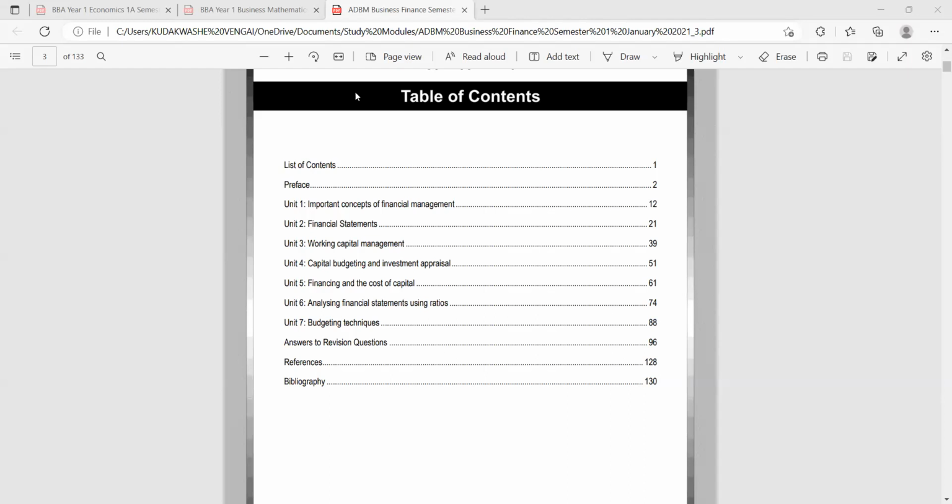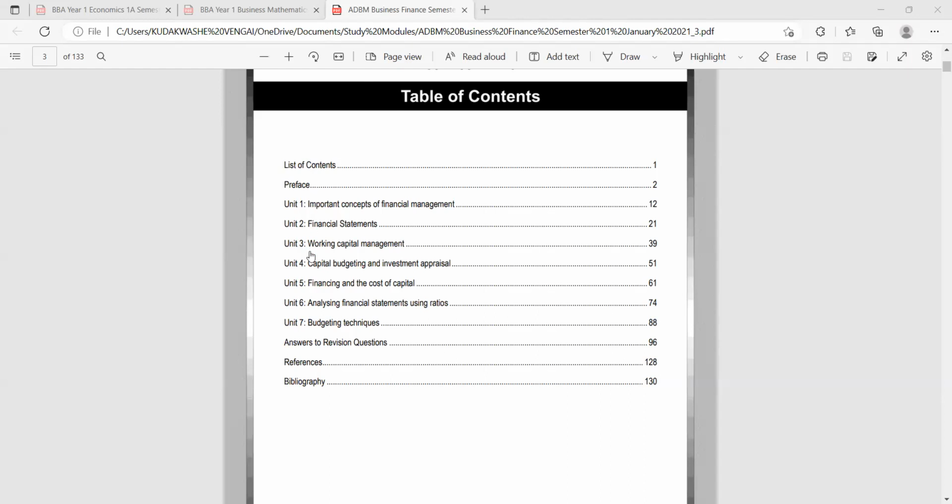Is the profit that we made enough? Is the profit growing? Is the profit worth investing again into that particular business? All of those questions are answered by someone who has studied business finance. So business finance has 7 units that you would need to attend to.